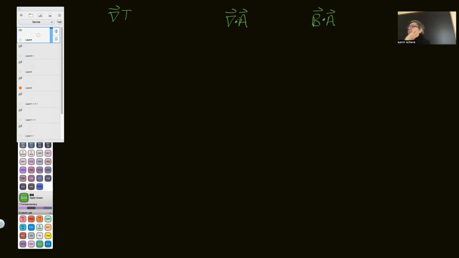Just being clear, you don't take the gradient of a vector. We might see stuff that kind of looks like that, but you'll see what that means. It doesn't mean dot product or just multiplying. All right, let's do an example.